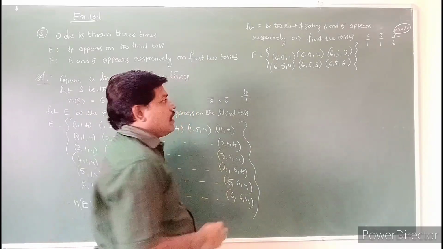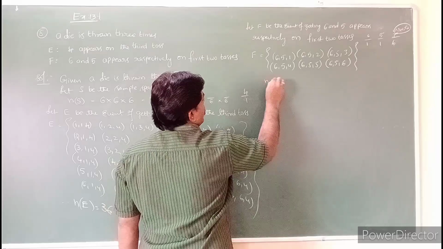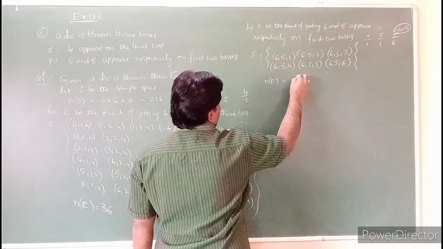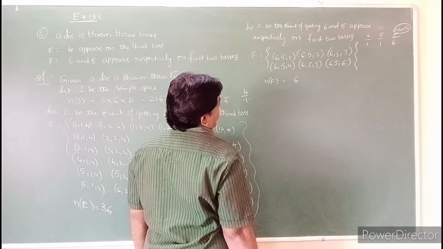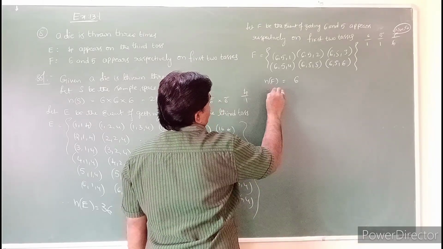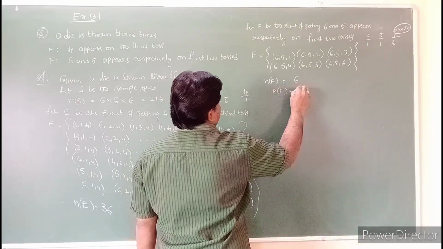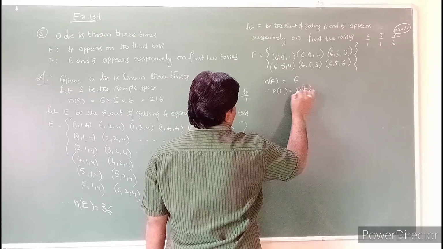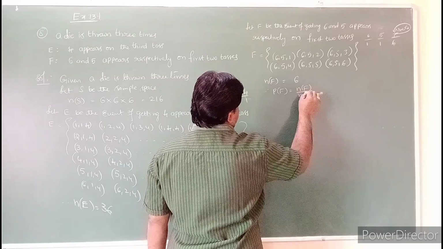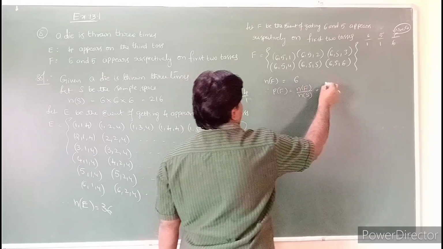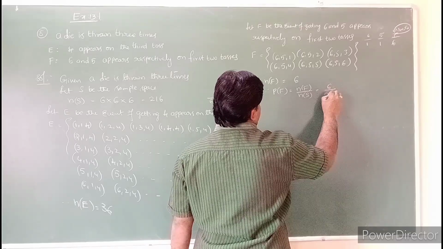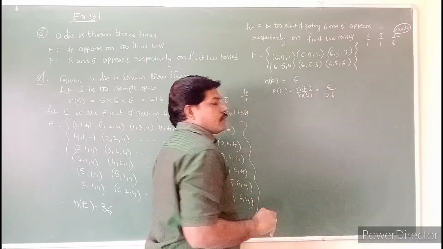So what is n of F? n of F is nothing but 6 only. Therefore P of F is equal to n of F by n of S. So n of F value is 6, and n of S is 216.